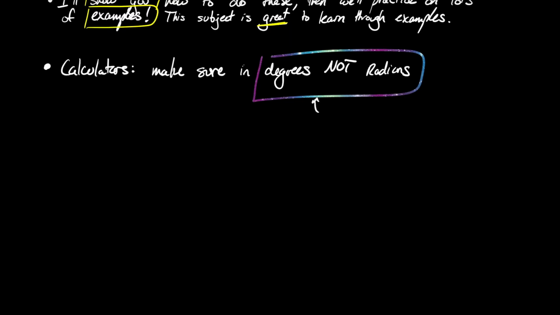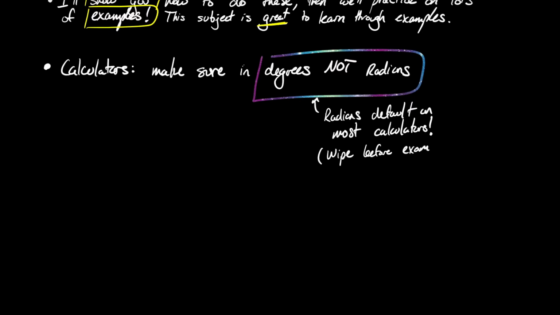And the reason I really want to point this out is radians is often the default setting on calculators. Okay, and this means that if you wipe your calculator before an exam, you need to check again because often it'll reset you to radians. Okay, so just be really aware of that.